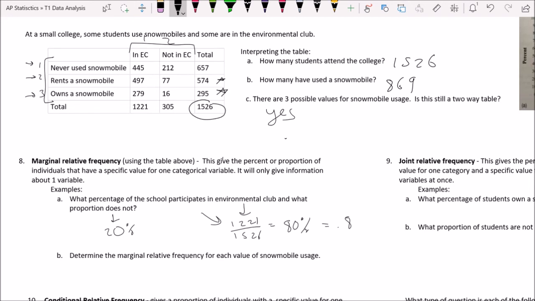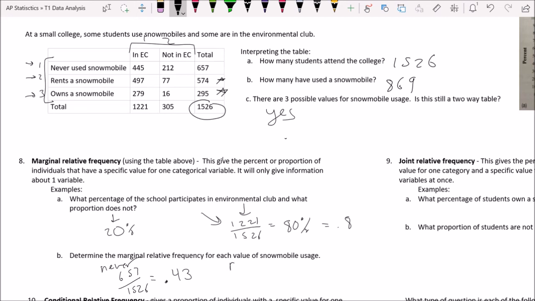Now, part B, determine the marginal relative frequency for each value of snowmobile usage. Well, there's 3 different values. So there is never, and how many people never used a snowmobile? 657. So that's 657 out of the total 1,526. So 657 divided by 1,526. That is 0.43. 43% have never used a snowmobile.